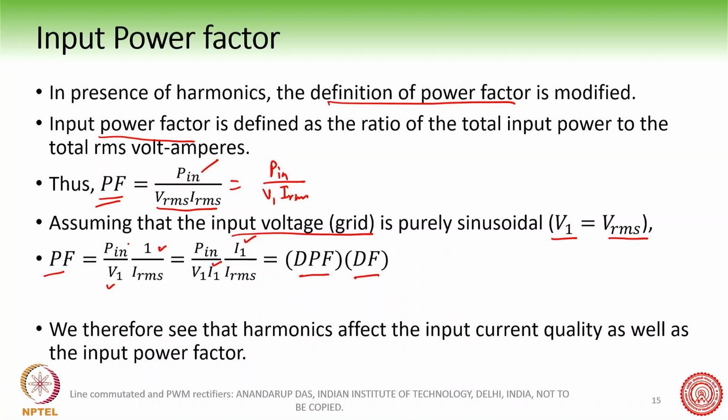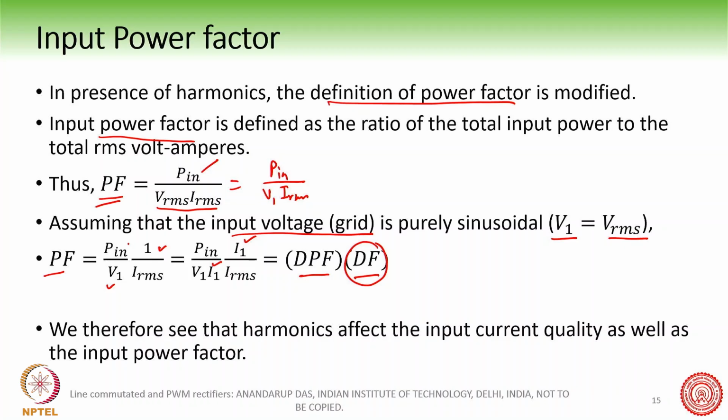Which means that in the presence of harmonics, the DF has a role to play. If there are no harmonics, DF is equal to 1. So in that case PF is equal to DPF. So power factor and DPF, which is the conventional definition of power factor, says that it is the cosine of the angle between the input voltage and the input current. But this is only true if there are no harmonics present.